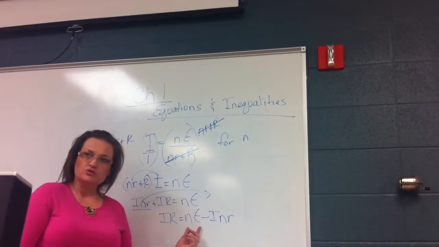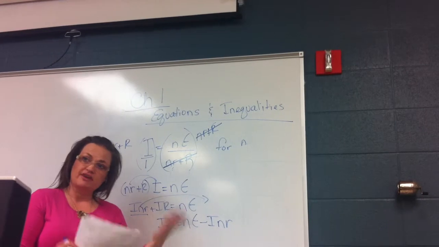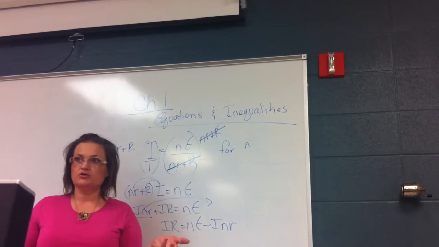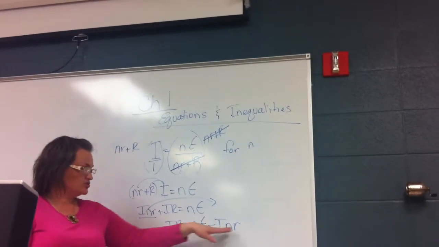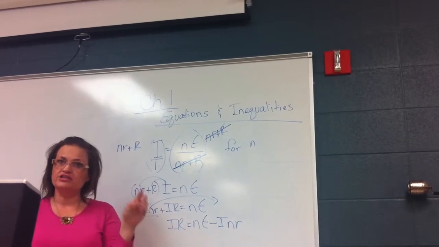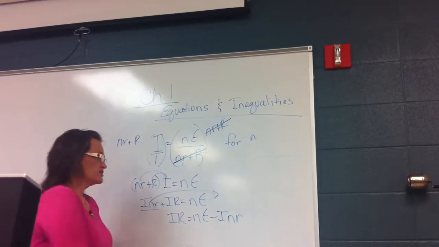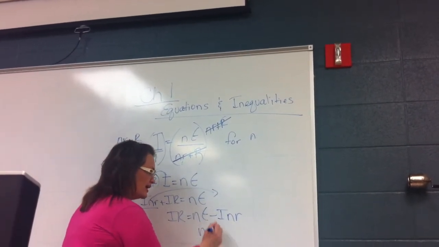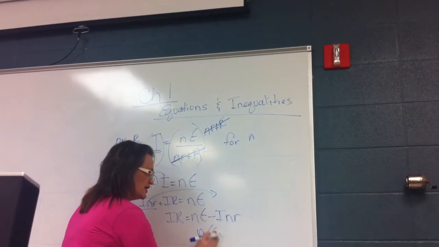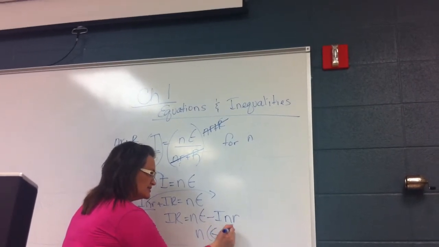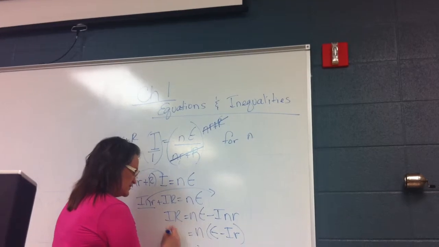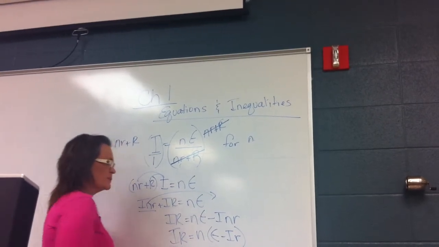Because there are 2 n terms, if I could, I would combine those. Like if I have 2x and 3x, we combine terms and say 5x. But these do not combine, so my other strategy is I factor the n out. There's a common n, factor that out. It leaves E minus Ir equals I capital R.